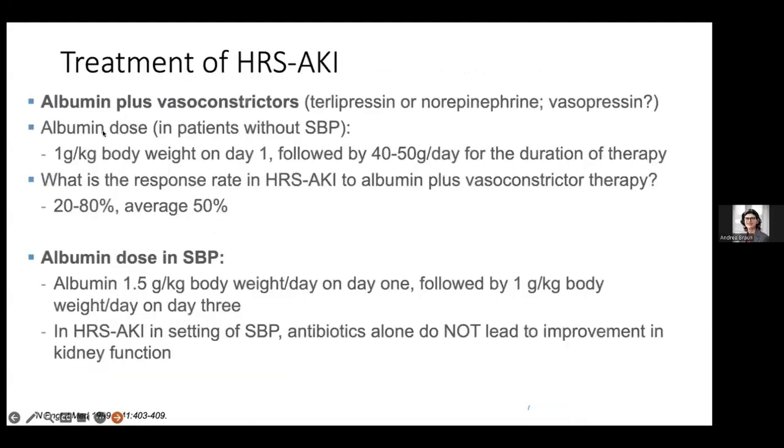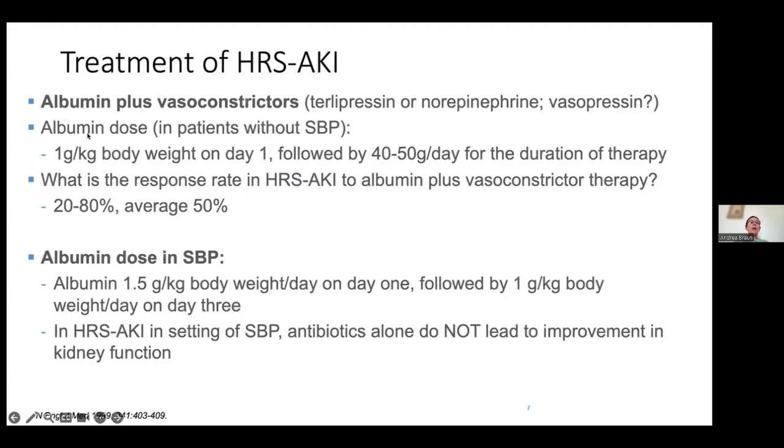Then you would also give the patient albumin. The studies have used 1.5 gram per kilogram body weight on day 1 for the SBP, right? And for HRS-AKI, you would basically also give 1 gram per kilogram body weight on day 1, and then maybe 50 grams per day for the rest of the time. 20 to 80% improve with the treatment.